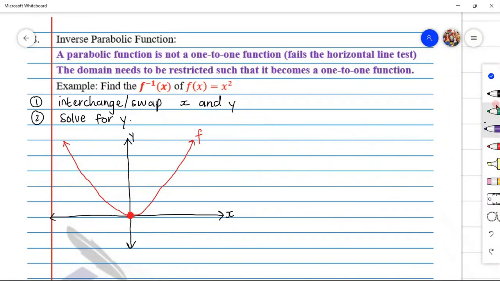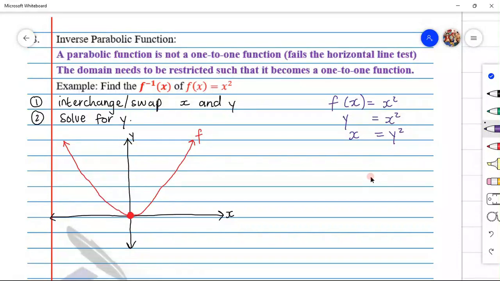So before we do that, let's inverse our function. So we have f of x equals x squared. Now, let's rewrite this as y equals x squared. If we were to interchange x and y, this would become x equals y squared. Now, step two is to solve for y.